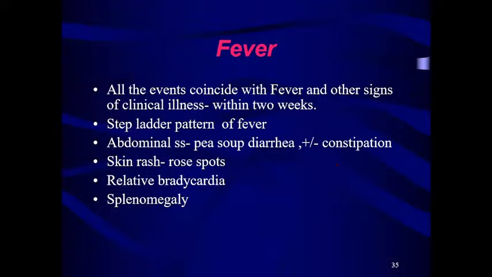All the events coincide with fever and other signs of clinical importance within 2 weeks. There's a step ladder pattern of fever. There are abdominal symptoms, which are pea soup diarrhea, plus or minus constipation. There are rose spots, a skin rash of tiny rose-colored spots on the skin in lighter-skinned subjects. There's relative bradycardia. This is a patient who has fever, but the heart rate is not as high as we anticipate in other febrile patients. And also you have splenomegaly. So these are the cardinal clinical features of enteric or typhoid fever.